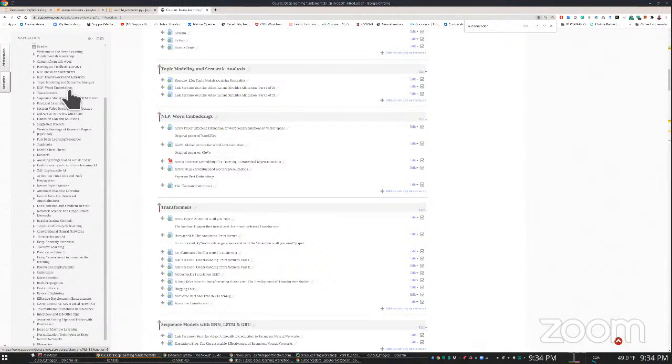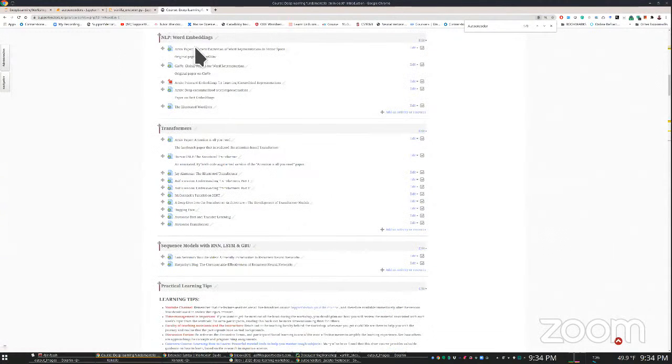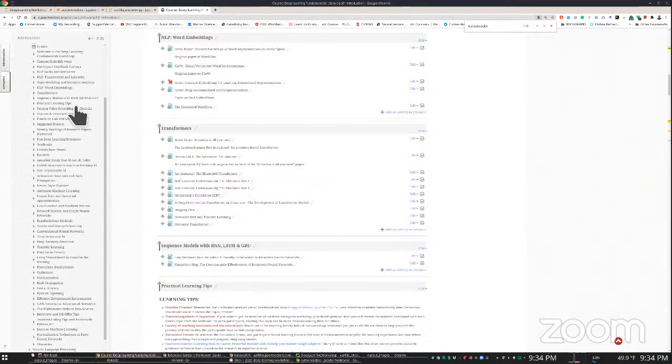Yes, NLP, word embeddings. By the way, guys, before I continue, NLP word embeddings is there. All these resources and papers are there. So do please go and look at it. That's what I remember that I put it.